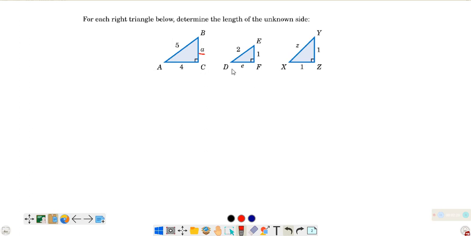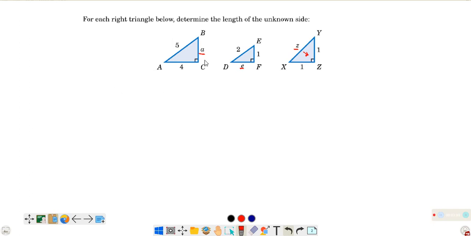For the second triangle, we have triangle DEF. And the missing side is E. It is only a leg. Now, for the third triangle, we have triangle XYZ. The missing leg is Z, or the missing side is Z. And Z is opposite the right angle, so Z is the hypotenuse.